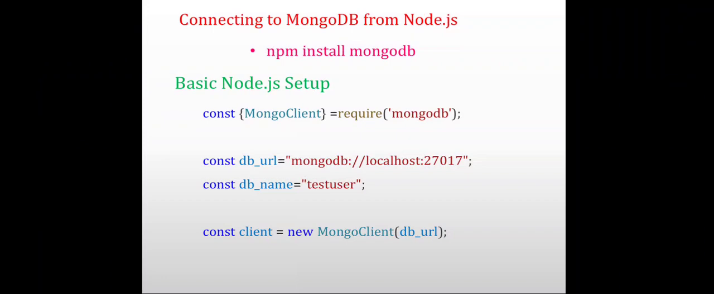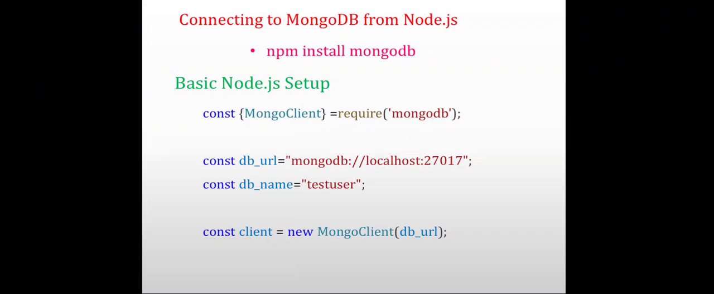So why we need this command is that by default Node.js does not know how to communicate with the MongoDB database. This mongodb package provides the necessary driver that acts as a bridge between our Node.js application and the MongoDB server. So once this package is installed, we can use its classes and methods to establish a connection and then perform database operations such as inserting, retrieving, updating, and deleting documents. So now let us go into the program.